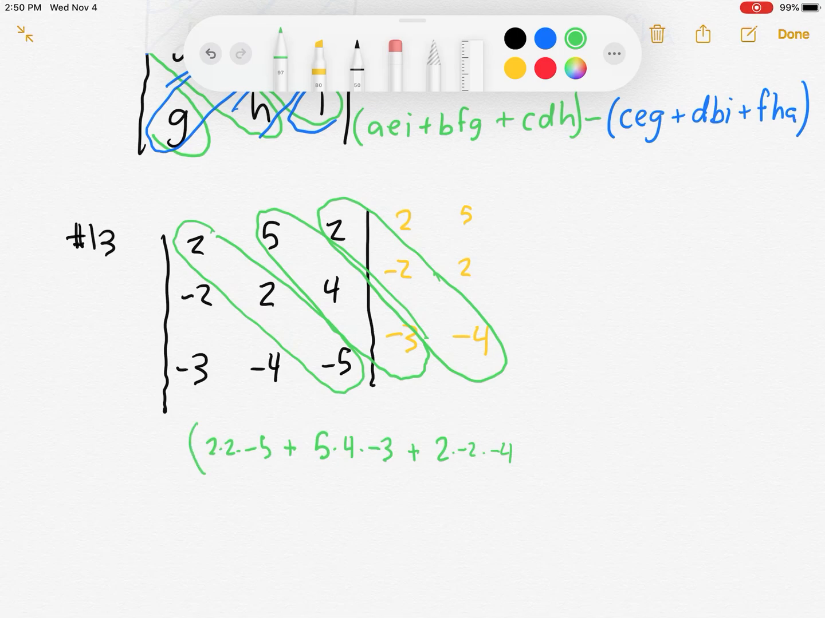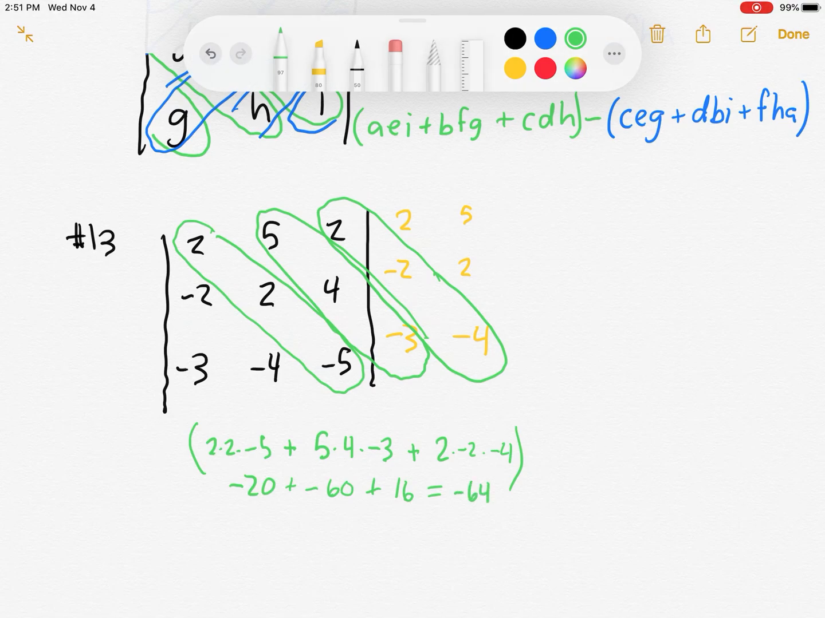All right. Let's just go ahead and do some quick arithmetic. 2 times 2 is 4, times -5 is -20. 5 times 4 is 20, times -3 is -60. 2 times -2 is -4, times -4 is 16. So in sum, that will be -80 plus 16, which is -64.